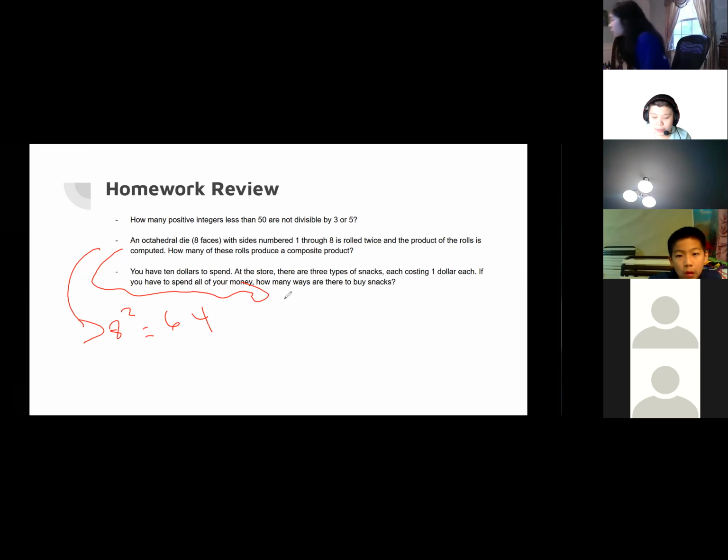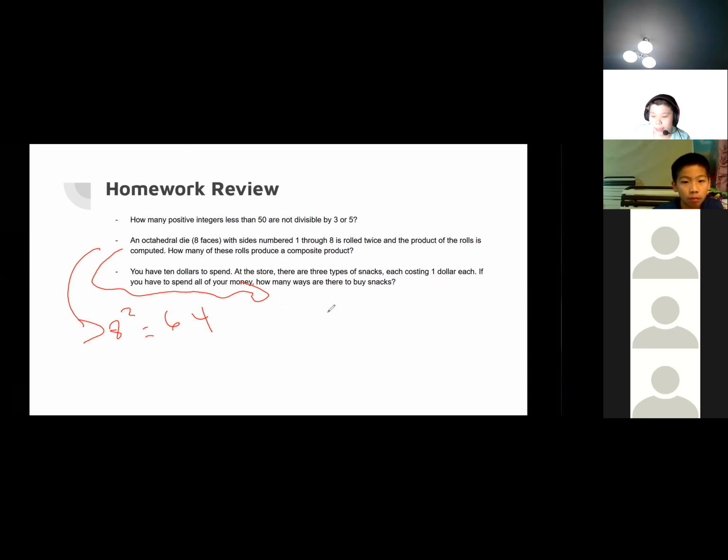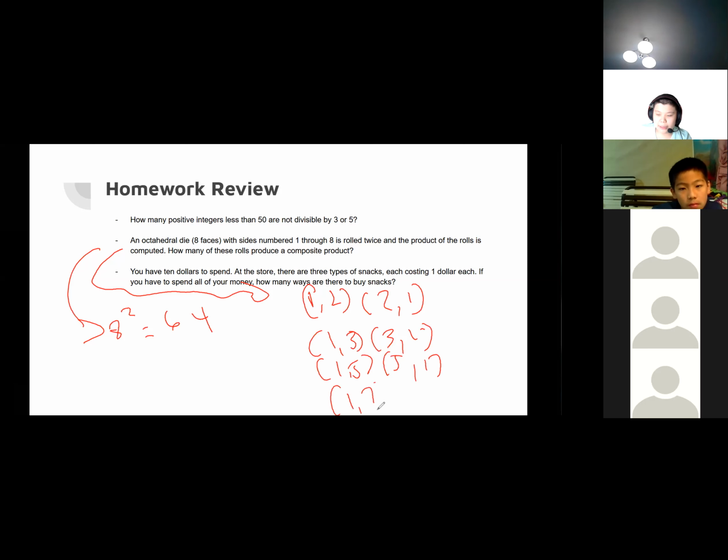So that makes it easy, because the number of rolls that produce a product that isn't composite is going to be... it's going to be 1. So let's just count these rolls. There's 1 comma 2, 2 comma 1, 1 comma 3, 3 comma 1, 1 comma 5, and 5 comma 1. 1 comma 7 and 7 comma 1.